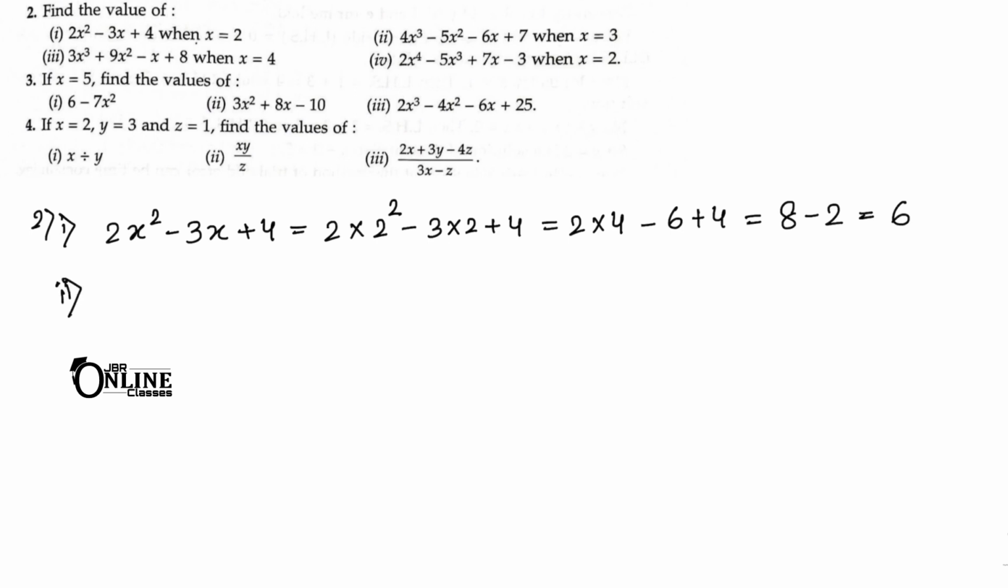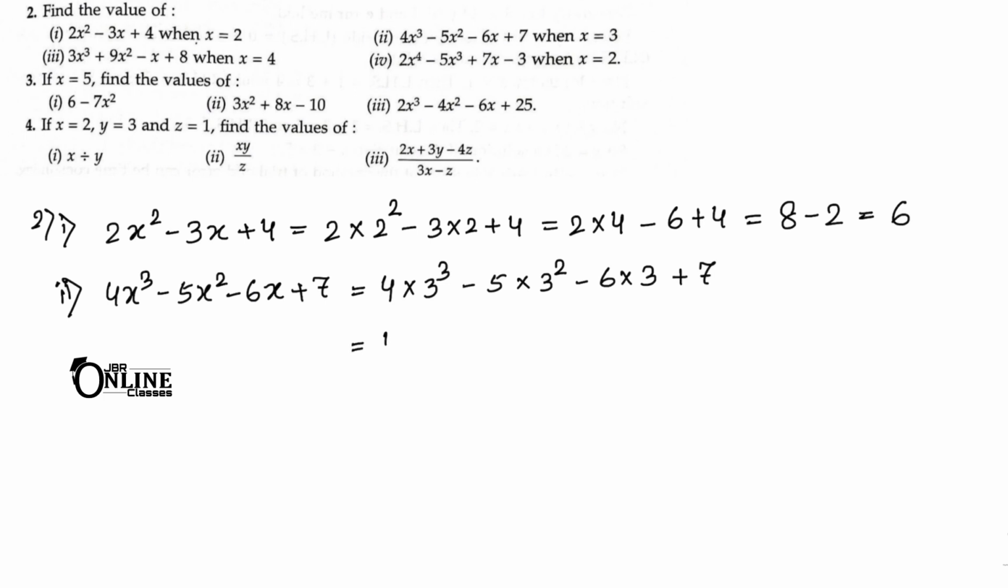Now next, number 2. Here you have 4x cube minus 5x square minus 6x plus 7. Here x equals 3. So 4 into 3 to the power 3, next 5 into 3 to the power 2, then 6 into 3 plus 7. So 3 to the power 3 means 3 into 3 into 3, that equals 27. 5 into 3 square, that means 3 into 3, it's 9. 6 into 3, it's 18. And here plus 7.